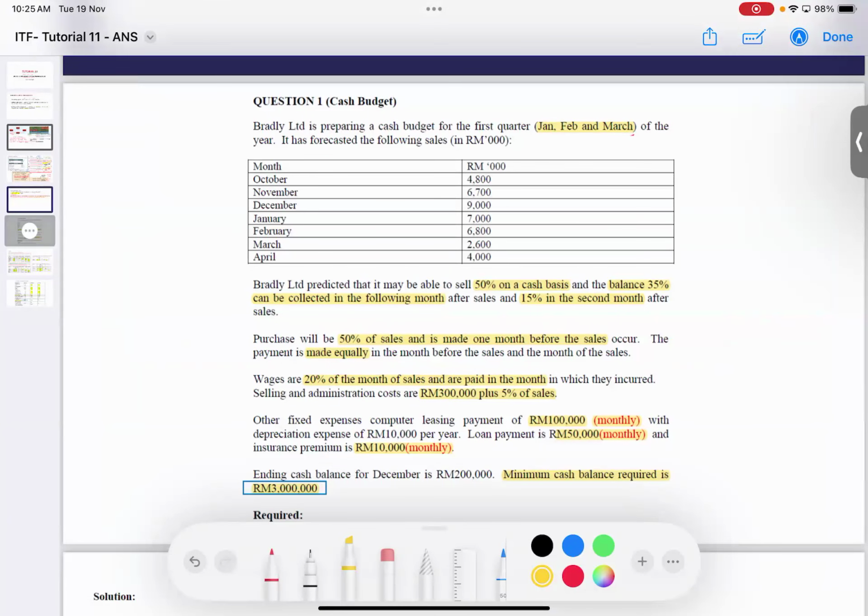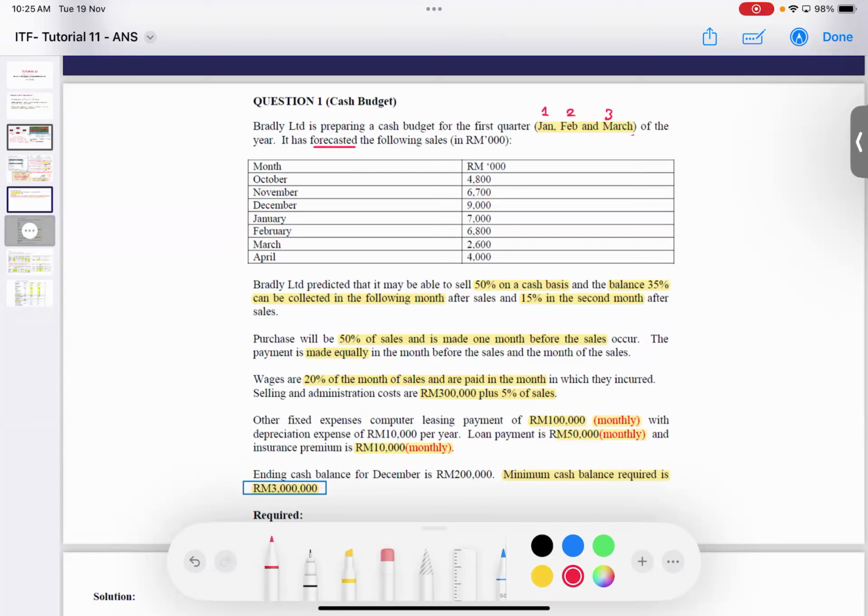Now let's go into the first question in your tutorial that will be relevant to your assignment itself. Okay. Now, so first of all, you look into a business called Bradley Limited. It's preparing a cash budget for the first quarter, January, February, and March of the year. It has forecasted. So you see, usually cash flow is about forecasting. You forecast the future, the upcoming months.